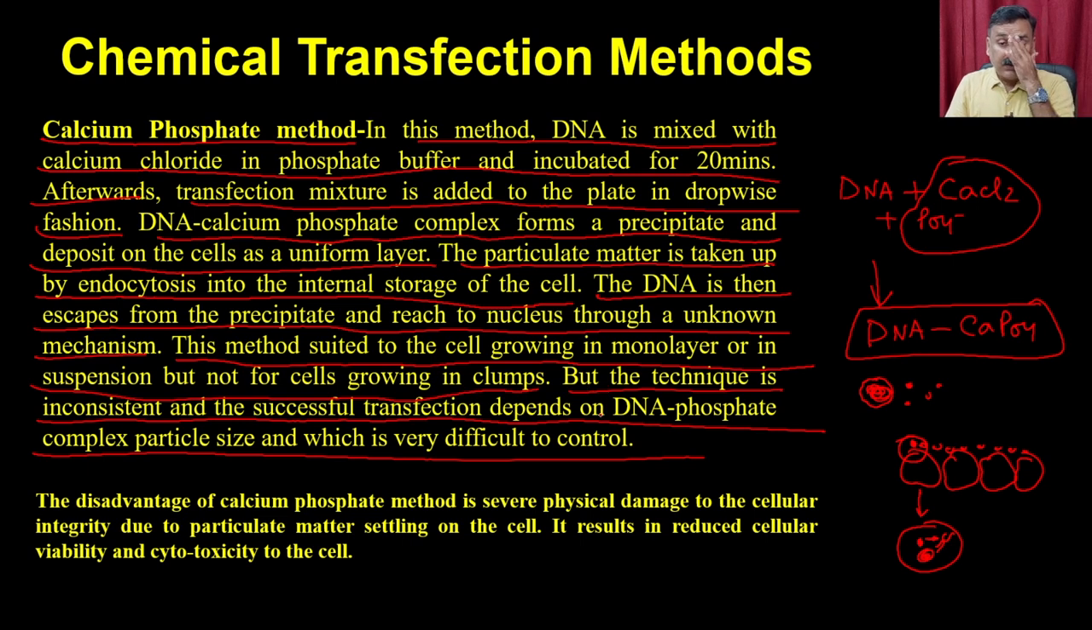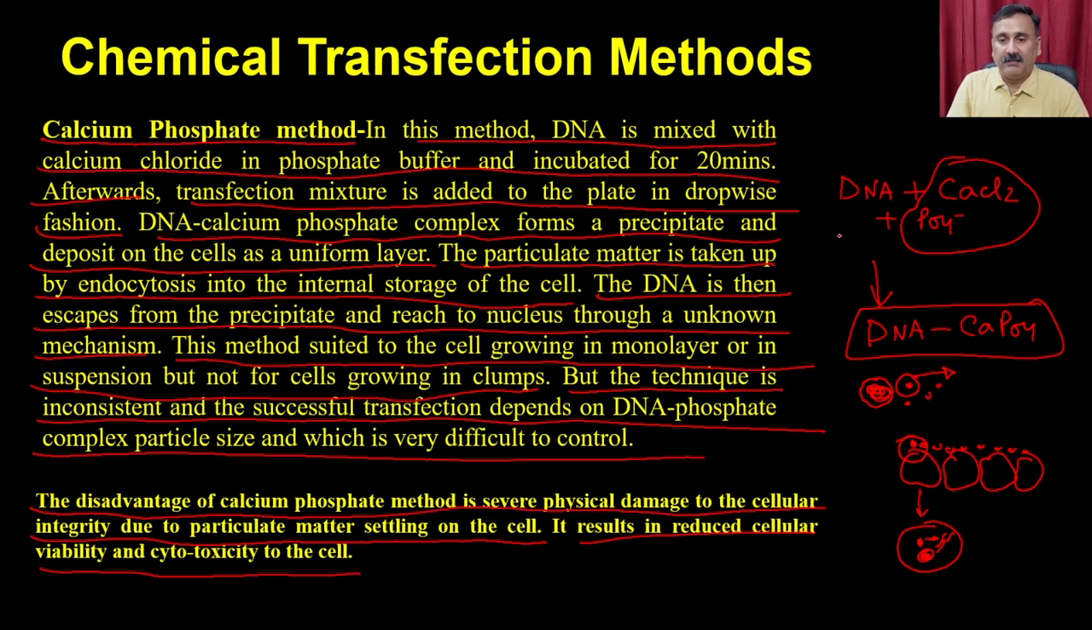Now, what is the disadvantage? The disadvantage is that if the particle sizes are small enough, they are not going to cause any damage to the cell. But if they are big enough, if they grow because more and more calcium phosphate reacts with the DNA, the size of the calcium phosphate particle is going to grow. If the size is very large, then it is going to cause damage to the cell. So the disadvantage of the calcium phosphate method is the severe physical damage to the cellular integrity due to the particulate matter settling onto the cell. It results in reduced cellular viability and cytotoxicity to the cell.